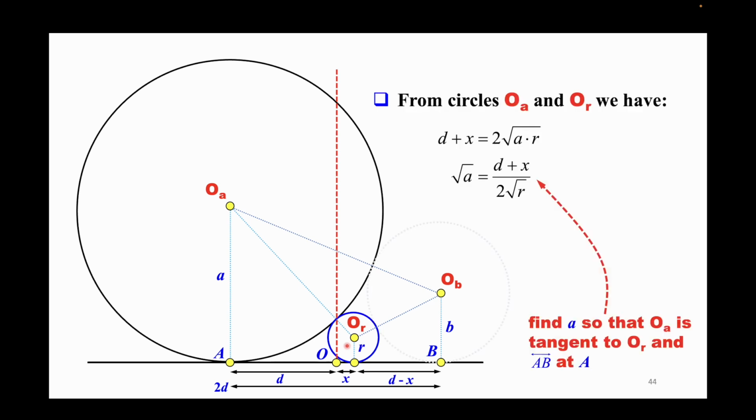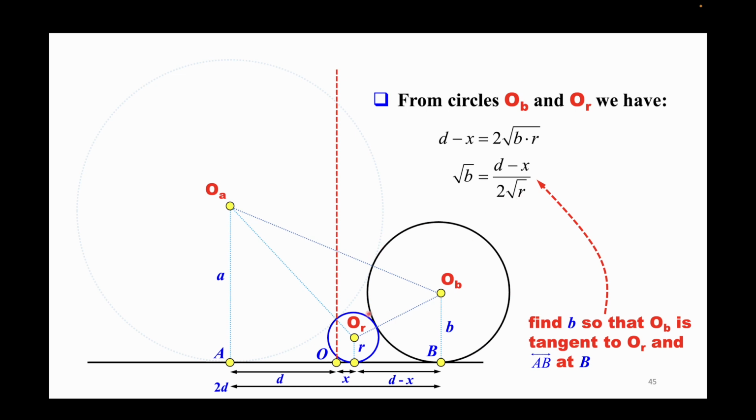So, from OA and OR, we use the lemma again. OA here, OR here. The distance is D plus X. This distance D plus X is equal to twice the square root of the product of radius A and the radius R. Solving for A, we have this. So the square root of A is equal to D plus X over 2 times the square root of r, where r is to be found.